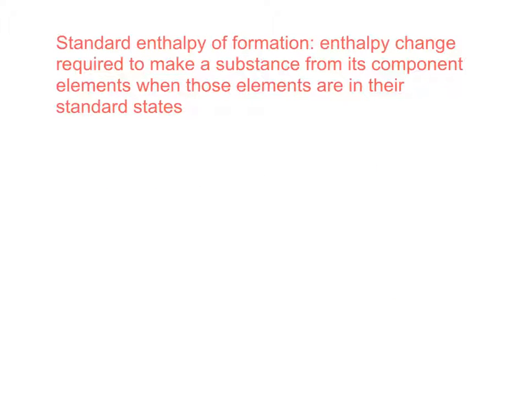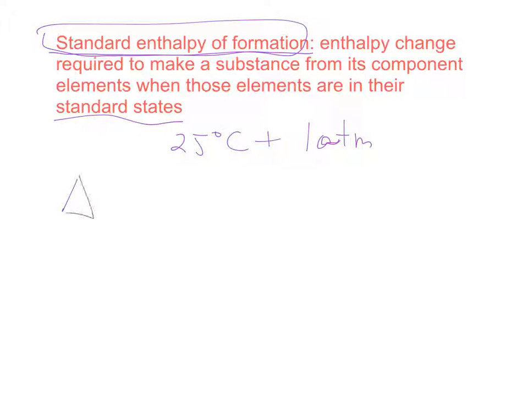So here is the definition of our standard enthalpy of formation. It is the enthalpy change required to make a substance from its component elements when those elements are in their standard states. And we define standard state as what they would be at 25 degrees Celsius and 1 atmosphere. And the way we write standard enthalpy of formation, we write delta H, that's change in enthalpy, F for formation, and a little 0 up here, a little degree symbol. This means standard. That's what that little thing means.